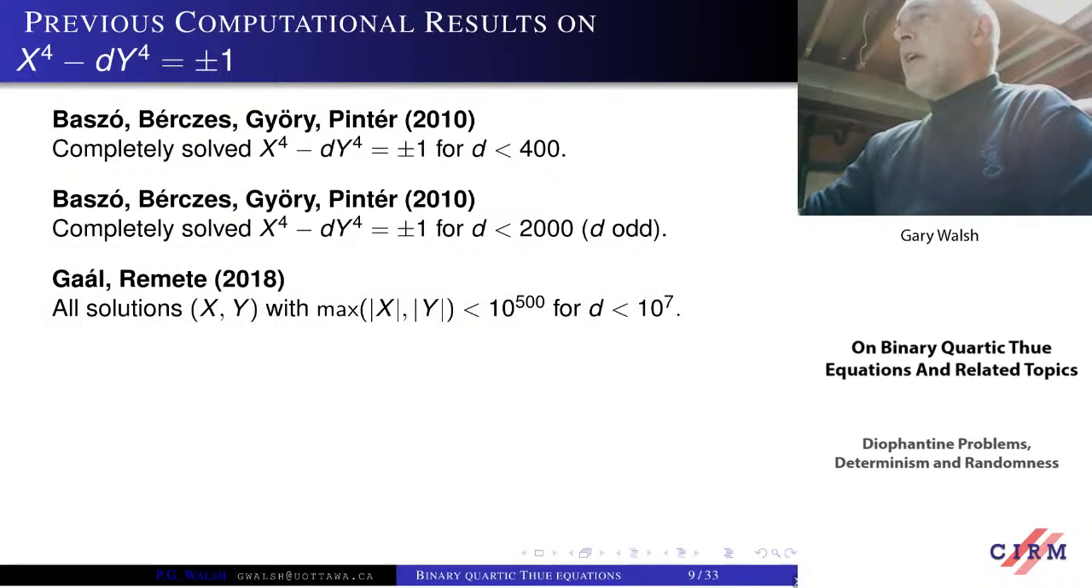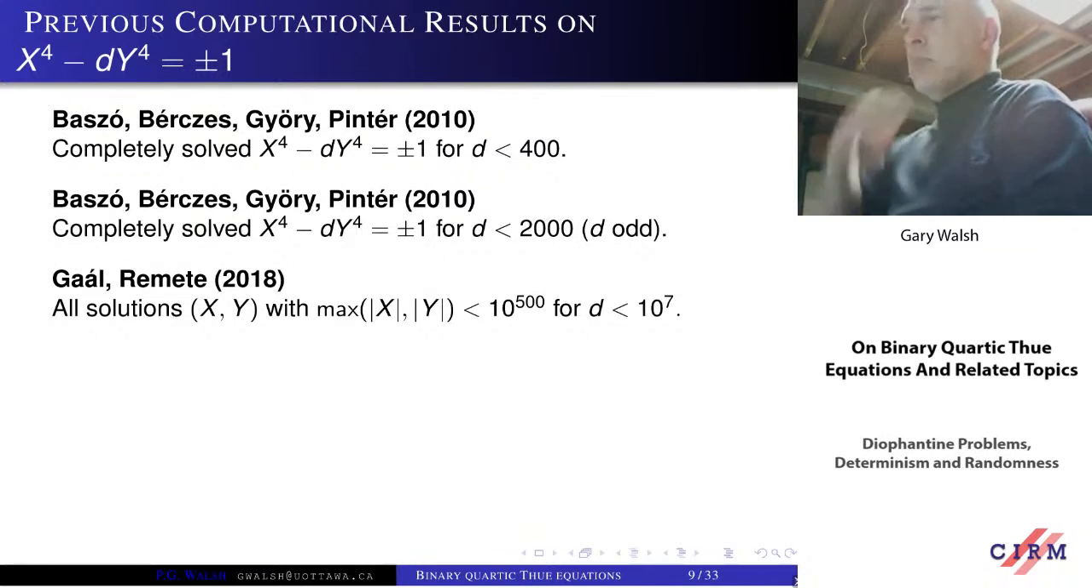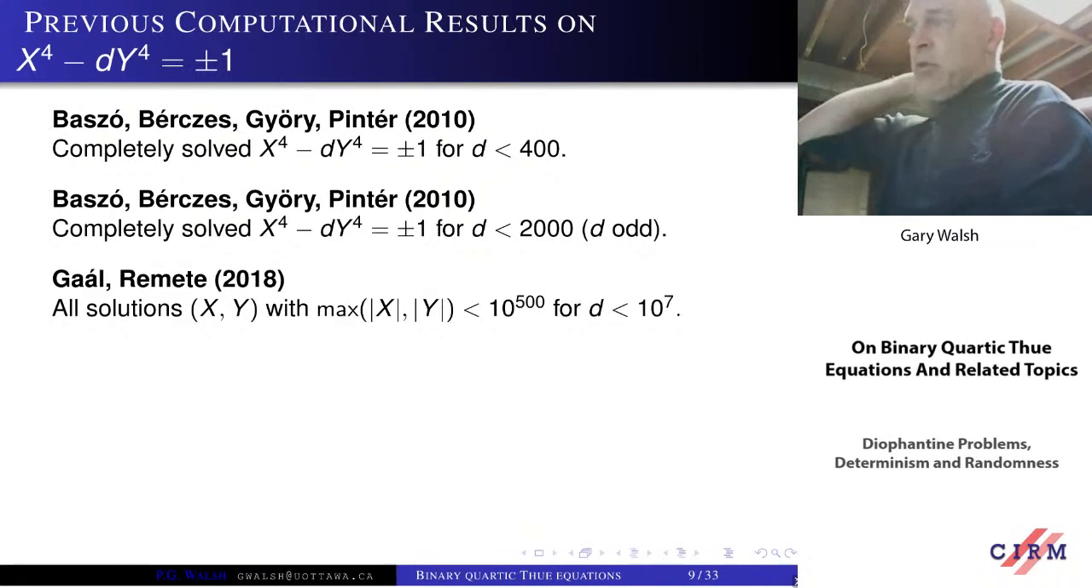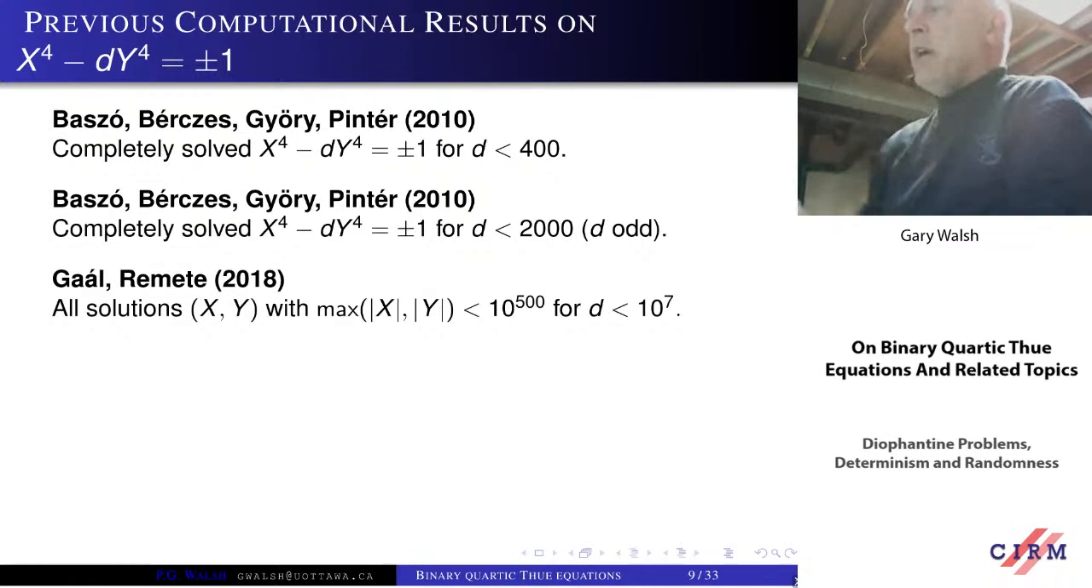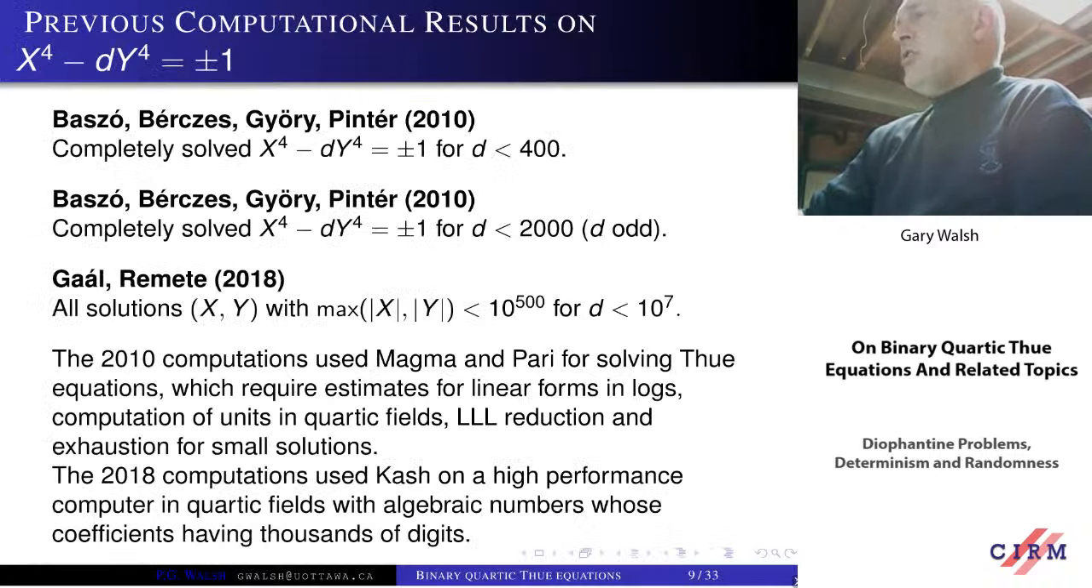This was picked up again by Istvan Gaál and László Remete, and they were able to find all small solutions in a very efficient manner for D all the way up to 10 to the 7. And I'll just say a few words about the computations that were done.